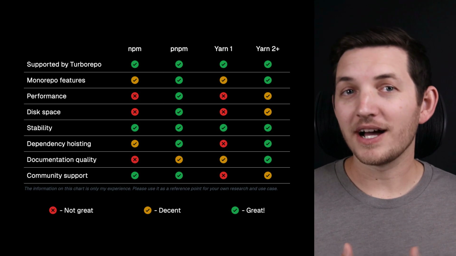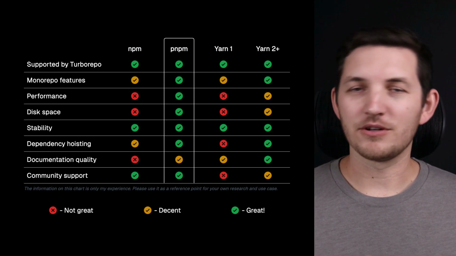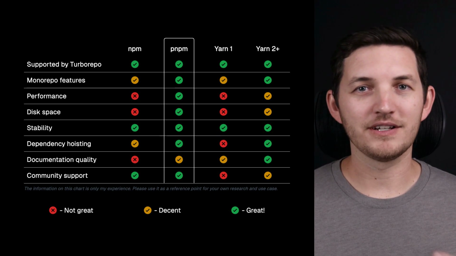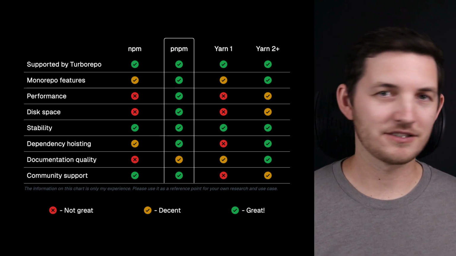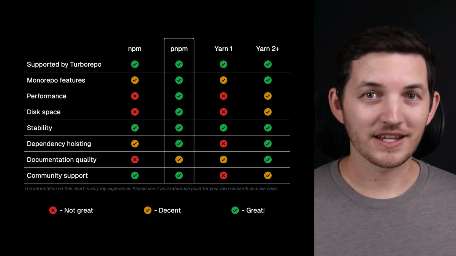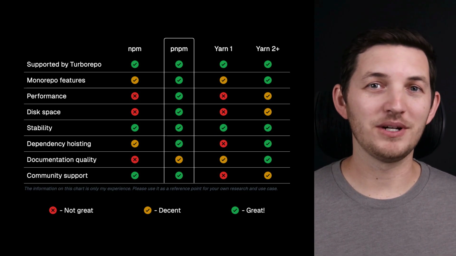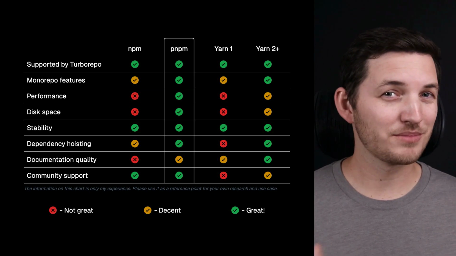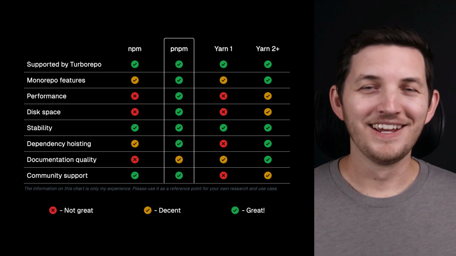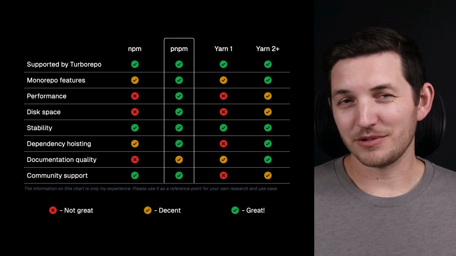Now, if you want to know what I use, PNPM. It's what we're using at Vercel, and we enjoy it. I find it's fast, it's stable, it has sensible defaults, works great at scale. It's the package manager I have to debug the least when working with Turborepos that community members have sent me, and it has many nice monorepo features.